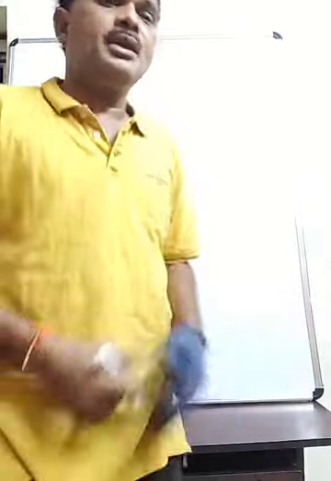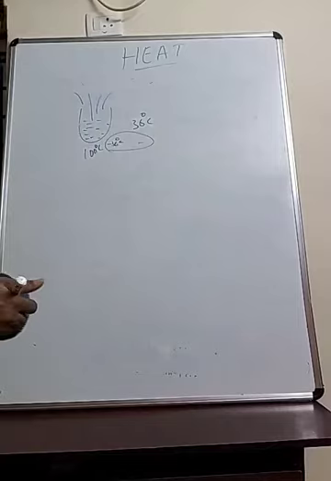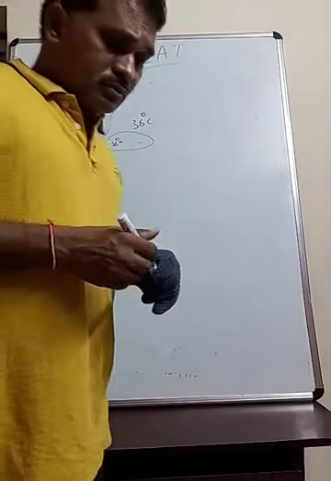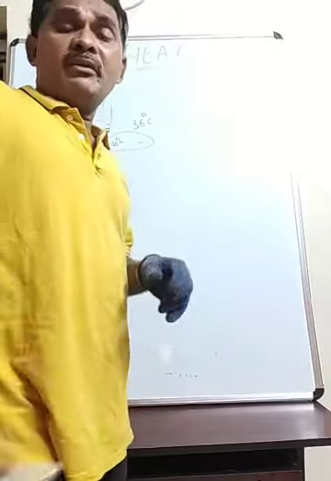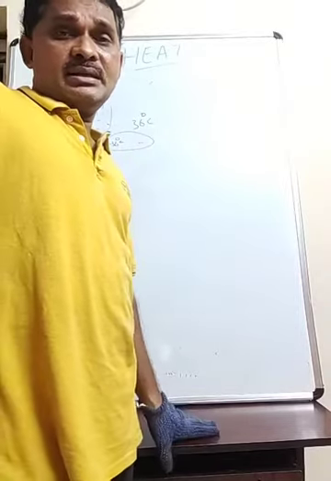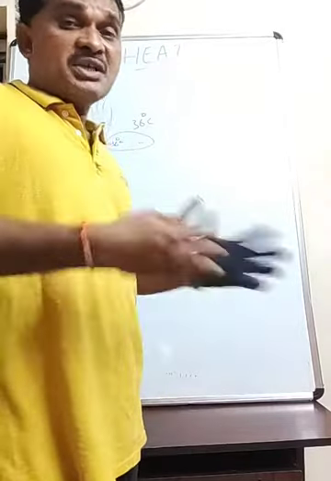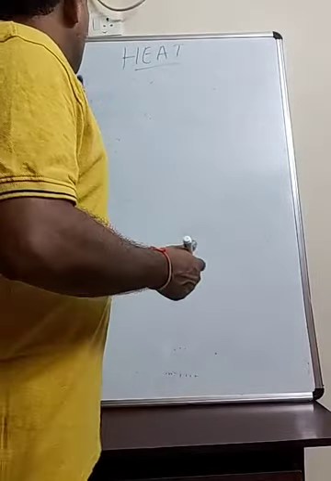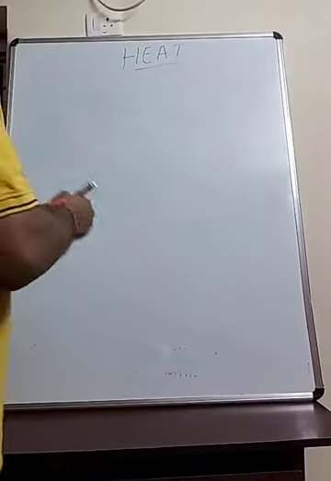So what is thermal equilibrium? If two bodies are in thermal contact, whenever there is no transfer of heat, such a condition is called thermal equilibrium. That law is called the first law of thermodynamics. Okay, that's all about thermal equilibrium. So after thermal equilibrium, we are going to discuss the relationship between temperature and kinetic energy.